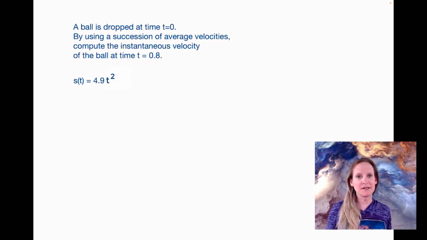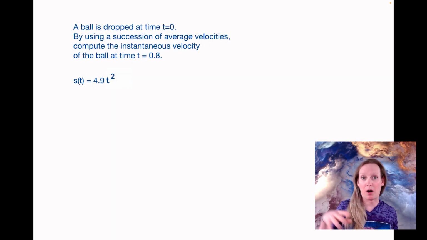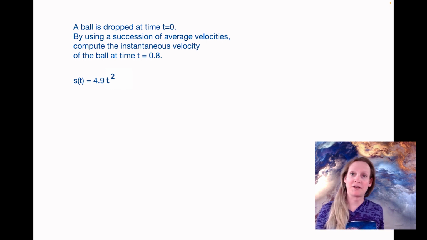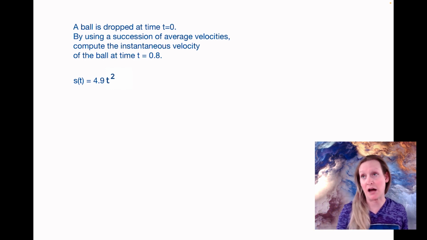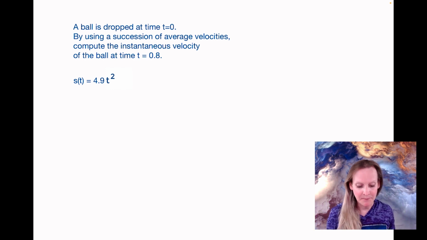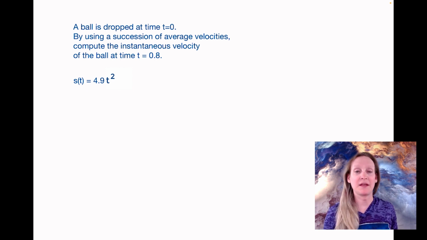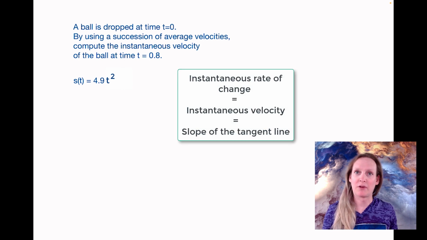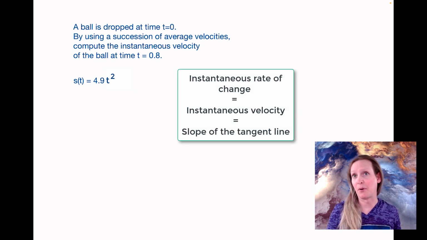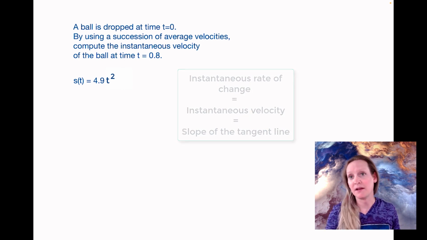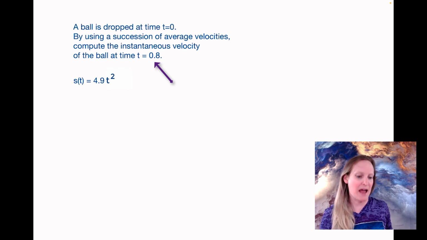So I'd like to study what happens when we drop a ball. And we're going to drop a ball at time 0 because that seems like a really good time at which to start the experiment. And we're going to estimate the instantaneous rate of change, the instantaneous velocity of the ball at a particular time, in this case 0.8 seconds.